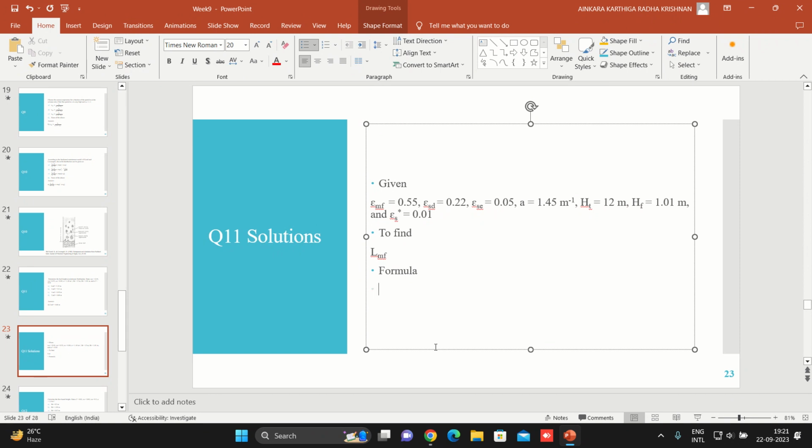Epsilon SG, we have epsilon SE at the exit, and we have A, it is the decay constant 1.45 per meter. HT is 12 meter, that is the total bed height, and HF is the freeboard height 1.01 meter, and the remaining HD is the dense bed. Epsilon S star is the saturation carrying capacity of the gas.